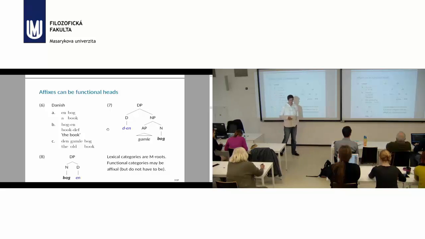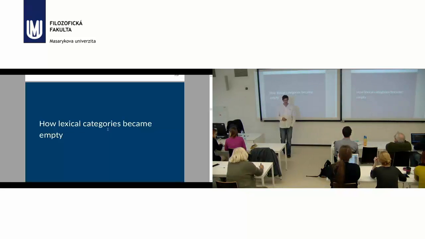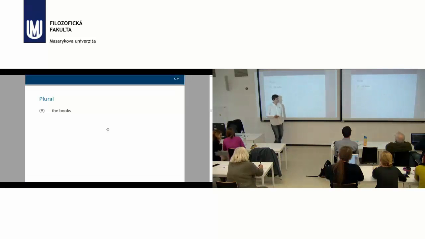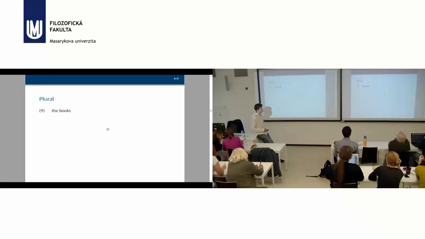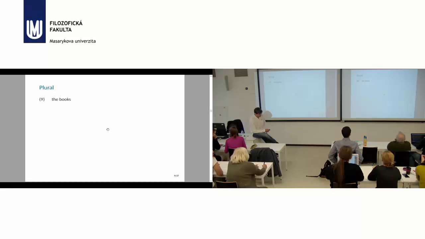Now, this relatively clear picture sort of started blurring up. So here's some blurring up. Okay, and the section is called how lexical category became empty. And so this is again a story about lexical categories and what happens to them when people are thinking about grammar. So if you look at, say, plural marking, in English you have the phrase the books, okay, and you see that there is an S element there: the book is the root, the S is an affix.